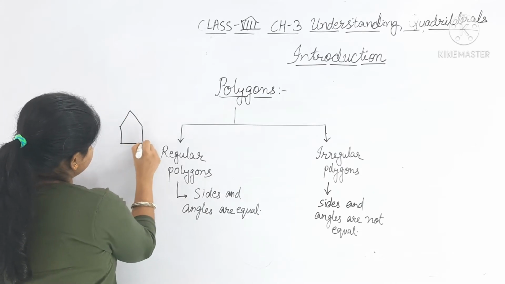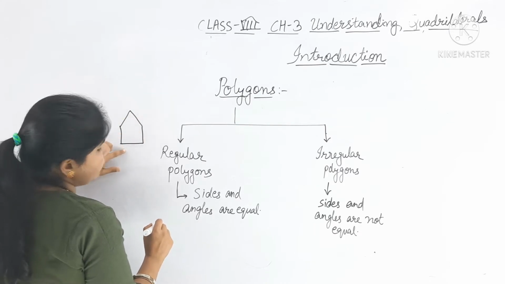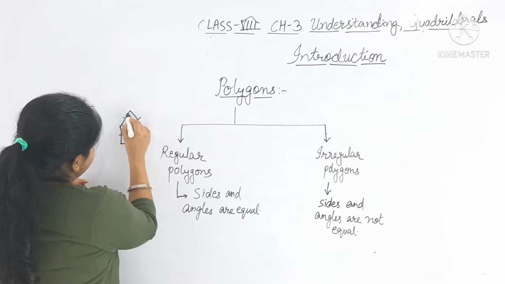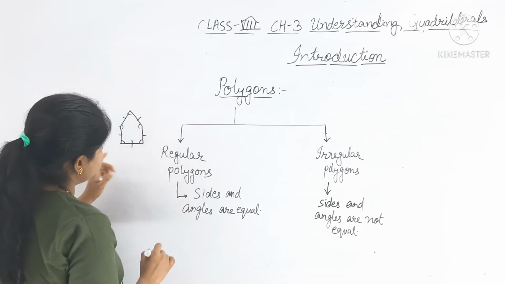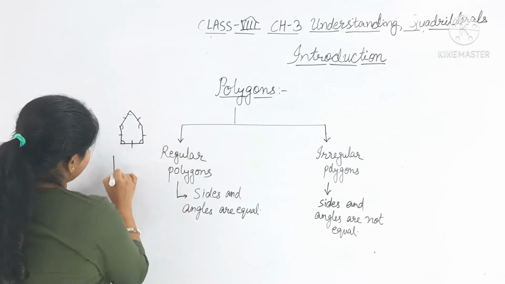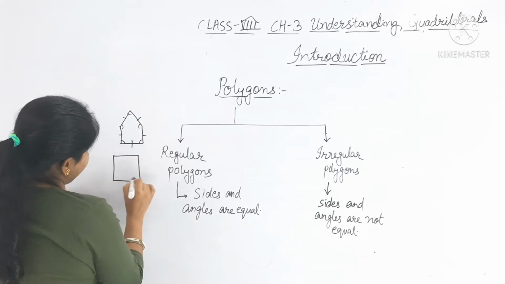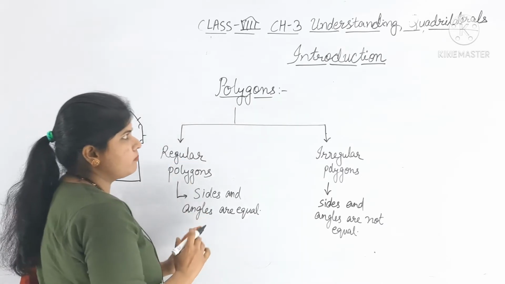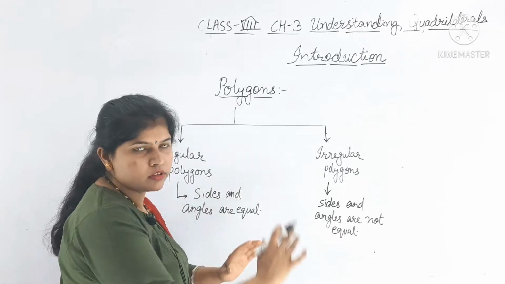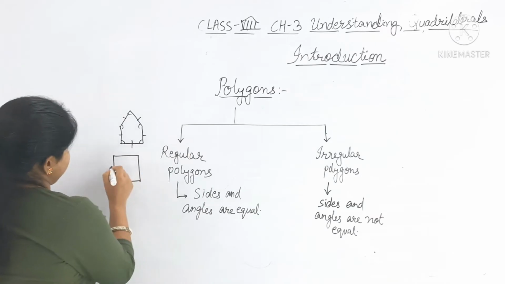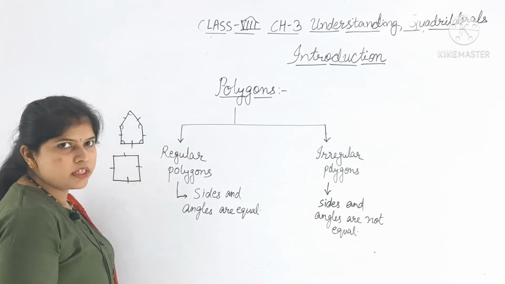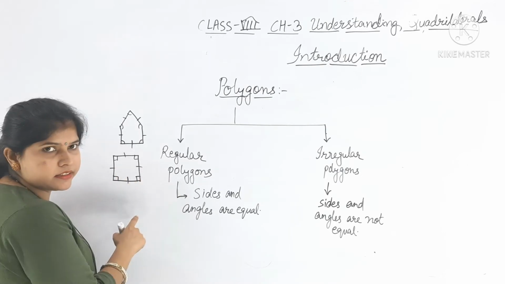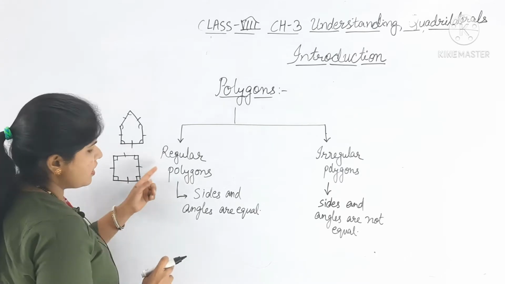Just like this, I am drawing a pentagon. 1, 2, 3, 4, 5. We have equal sides and equal angles here. So this is a regular polygon. You can draw a square also, which has 4 sides. I will discuss which polygon, what we call that polygon according to the sides, after this. Here all 4 sides are equal in a square, and all angles are 90 degrees. So here also it is a regular polygon.